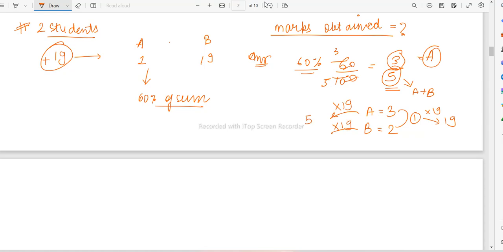You'll be getting here 57. Here you'll be getting what? 38. So that means one has obtained 38 marks, the other has obtained 57 marks. Now, if they ask you the sum of marks, then you just multiply 5 by 19 and you'll get the sum of marks as well. Depends upon the question, what kind of question is being asked.